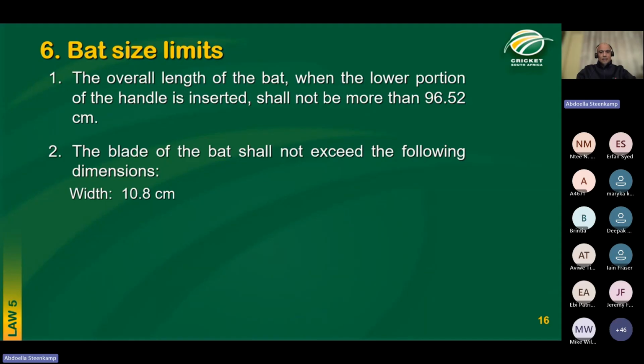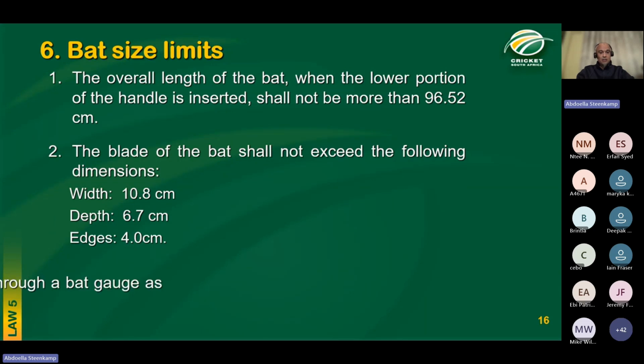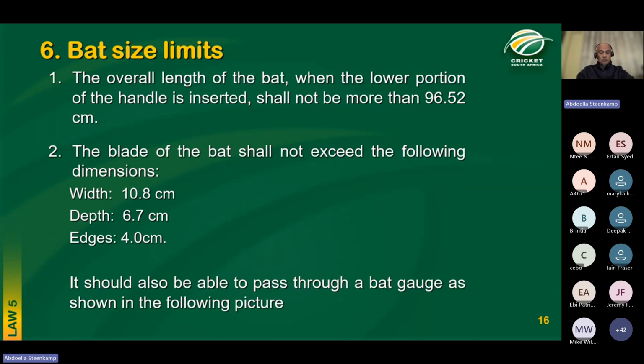So in terms of the blade, the law guides us by telling us the blade of the bat shall not be more than, when it comes to the width, 10.8 centimeters. Also the depth, not to exceed 6.7 centimeters. And lastly, the edges, not more than 4 centimeters. So at international level, and you've seen in the IPL, they use bat gauges to make sure that the bat complies with the laws.